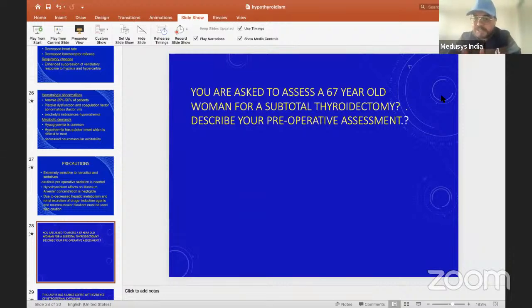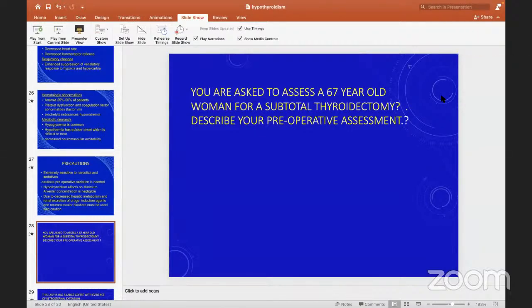You are asked to assess a 67-year-old woman for a subtotal thyroidectomy. Describe your pre-operative assessment. Let me start it. When you are asked like this, pre-operative assessment, first of all, you should start your answer with history, physical examination, laboratory investigations, and you should tell why you are asking each question in the history. Okay, sir. Then physical and laboratory investigations. And then you should do pre-operative investigations.